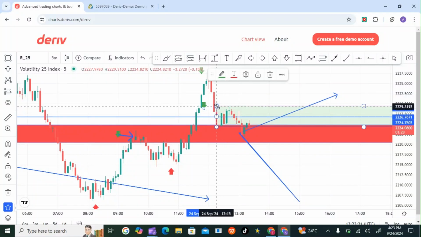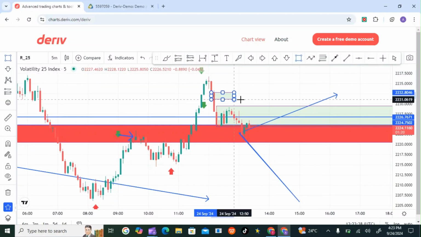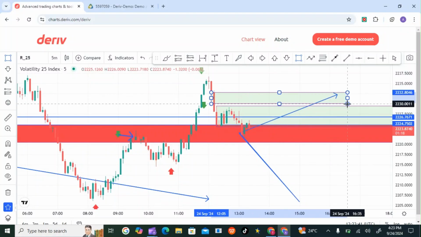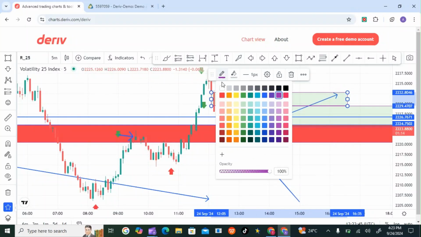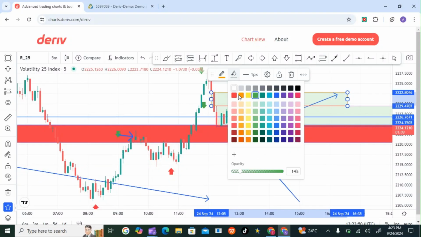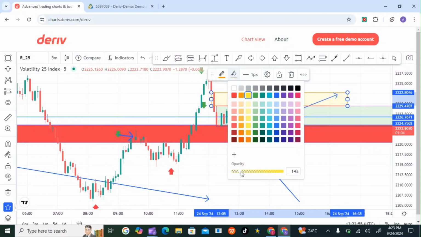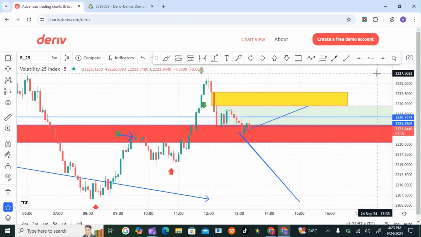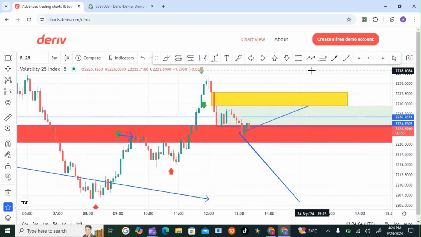You can see here is the wick of that candlestick and here is the wick of that candlestick. So at that point, that acts as a fair value gap. Understood? Now with that, do you note something? Yes, that one acts as a fair value gap, and this one acts as an order block.